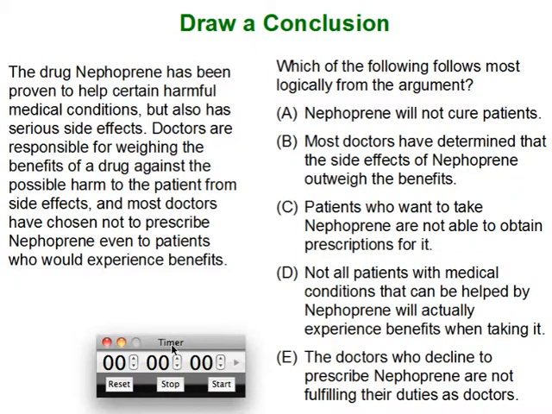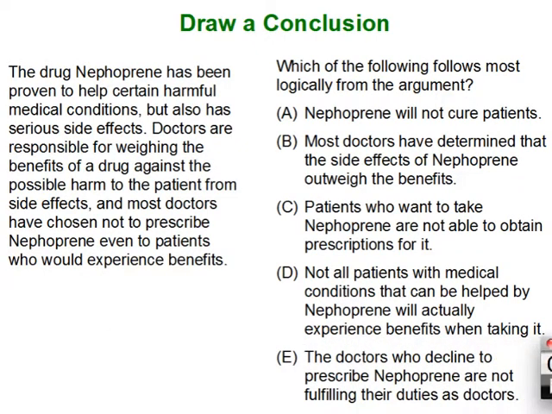Now that wasn't very long. If you need a little bit of extra time, go ahead and pause the recording and take that time. Let's take a look at answer choice A. Nephroprene will not cure patients. What's interesting about this choice is that it kind of seems like that's true. I mean, the doctors aren't even going to prescribe it to the patients who would experience benefits.